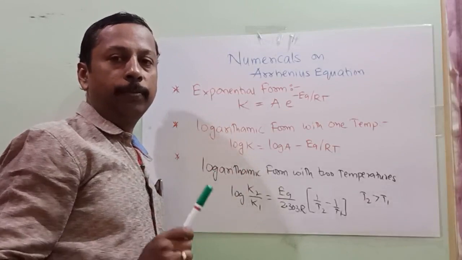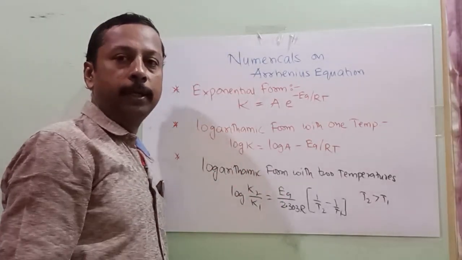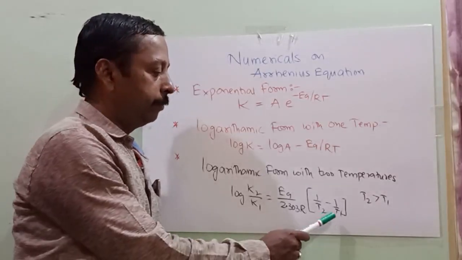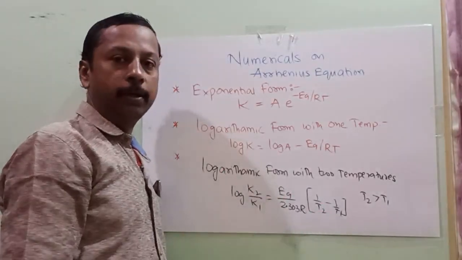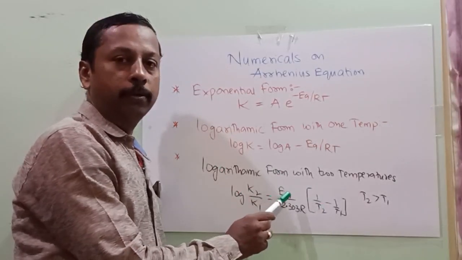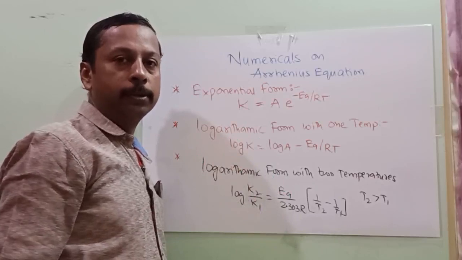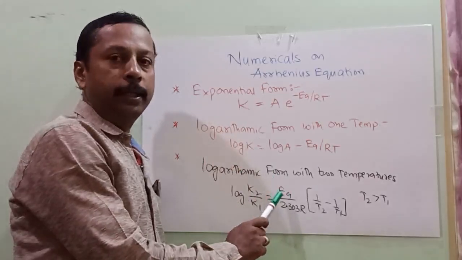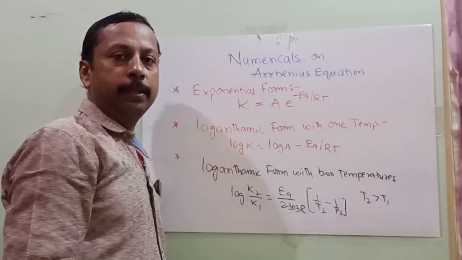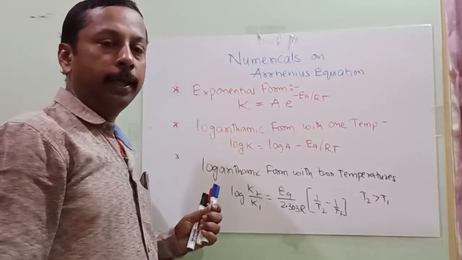You have to remember one thing: rate constant depends on temperature. That's why when temperature changes, the rate constant also changes. Remember and underline in your notes that activation energy will not change with change in temperature. Then what will change? It will change the K value.